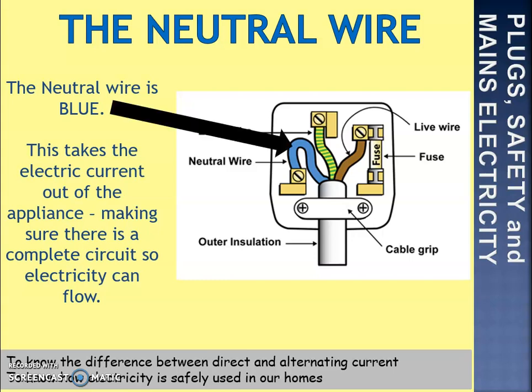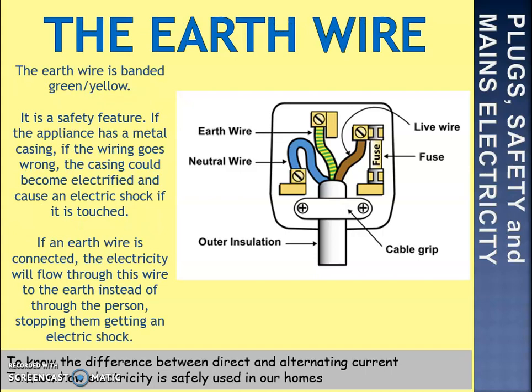Neutral wire is blue and is here. If that wasn't there, we wouldn't have a complete circuit. Electricity would not flow through our appliances. They wouldn't work. The final wire that's there is the earth wire. The earth wire is banded green and yellow and is there at the top.